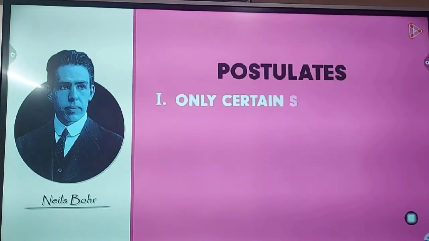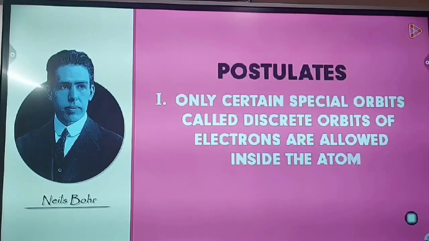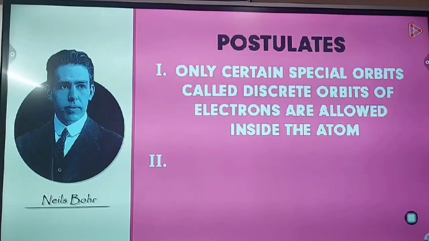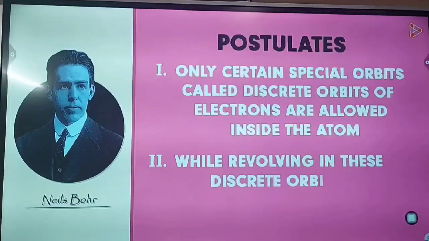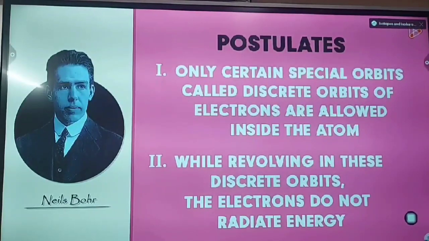Firstly, only certain special orbits called discrete orbits of electrons are allowed inside the atom. Secondly, while revolving in these discrete orbits, the electrons do not radiate energy. Now these points definitely tell us why an atom is so stable. But what exactly are these paths or orbits in which the electrons revolve around the nucleus?